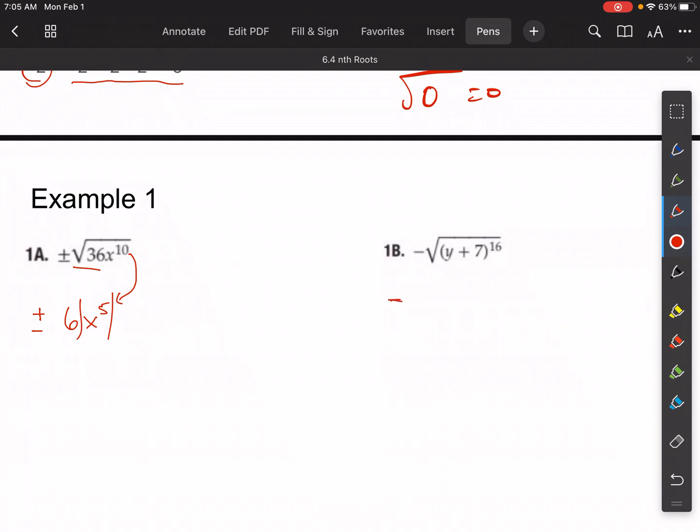1b, we have the negative on the outside. We're taking the square root of y plus 7 to the 16th power. If I do that, I'm left with y plus 7 to the 8th power. Taking the square root of something is just cutting it in half. Cutting the exponent in half would make that 8. Okay, so this is the final answer for that one.